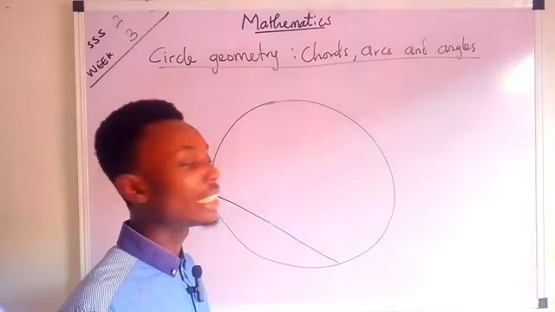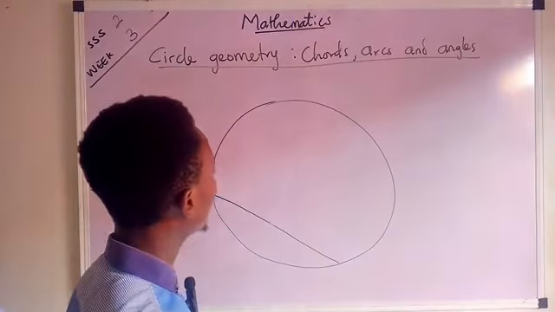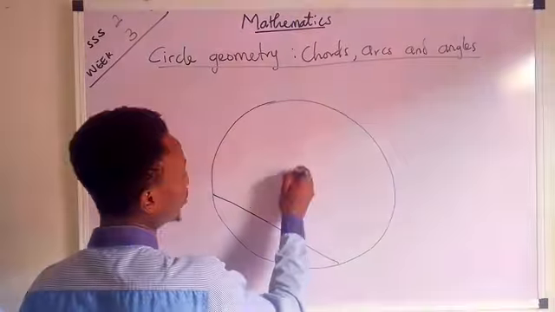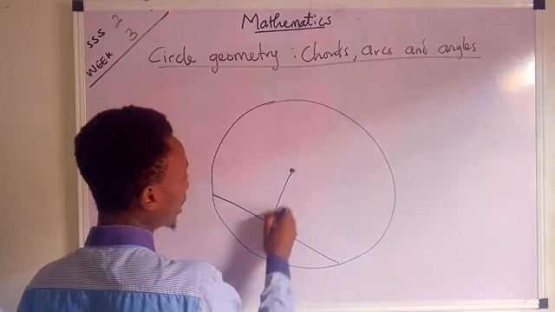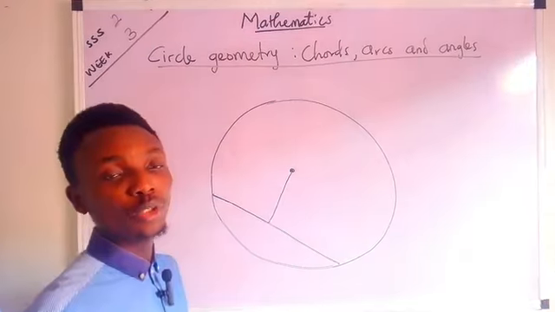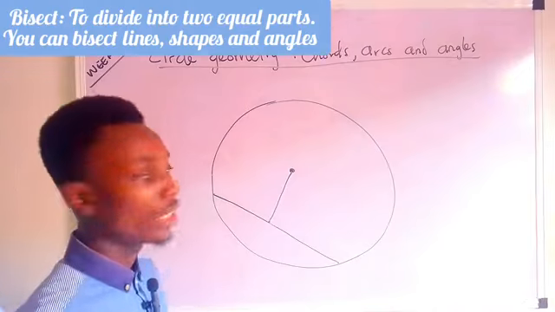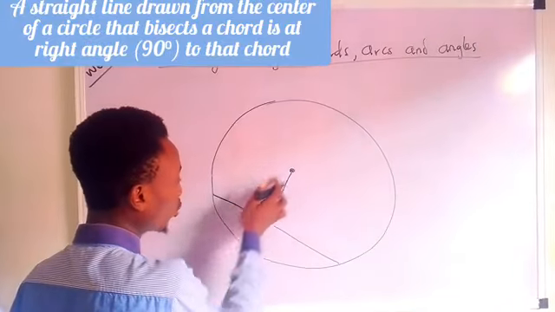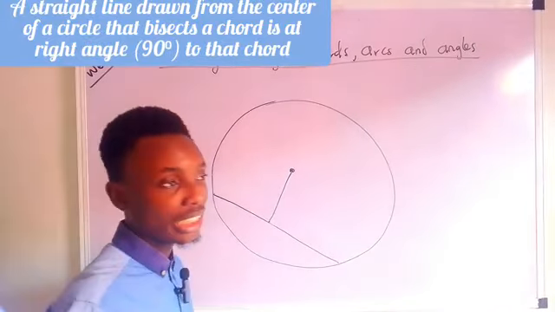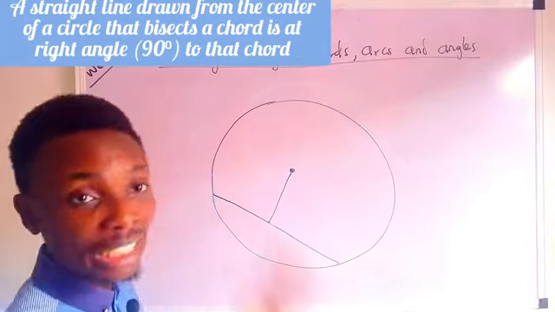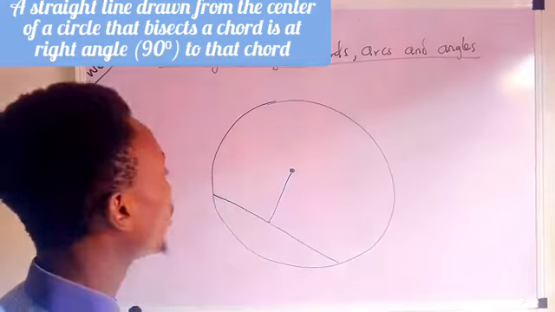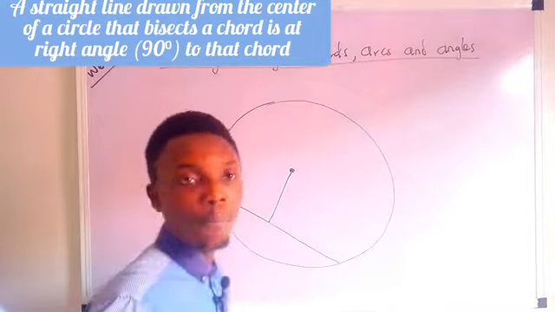Okay, moving to the second theorem. The second theorem says that what? When a straight line is drawn from the center of a circle to bisect a chord. Now to bisect means to divide into two equal parts. So if it was drawn towards an end like this, or towards somewhere like this, it is not bisecting. You only bisect an angle. You only bisect a straight line. Are you getting me? When you divide it into two equal parts.